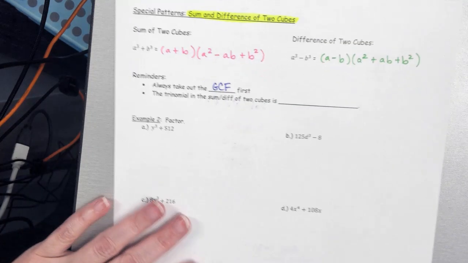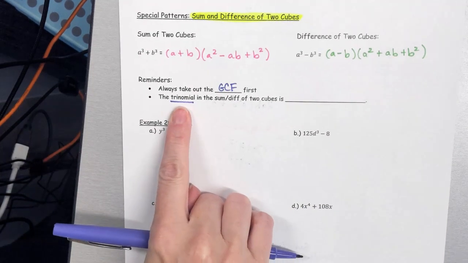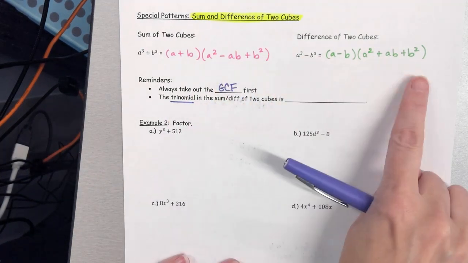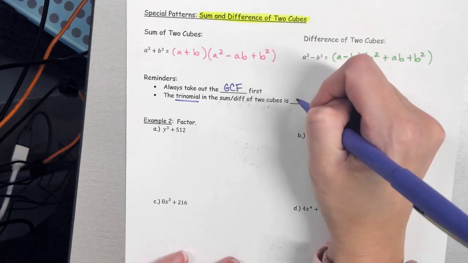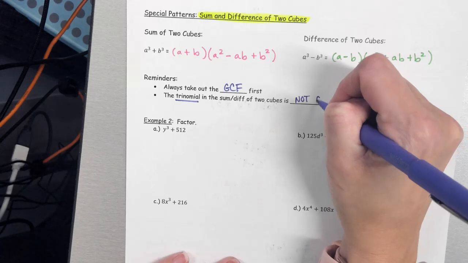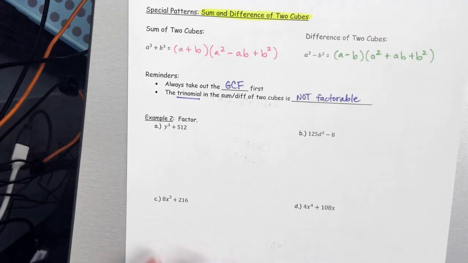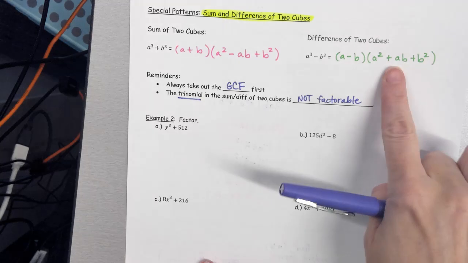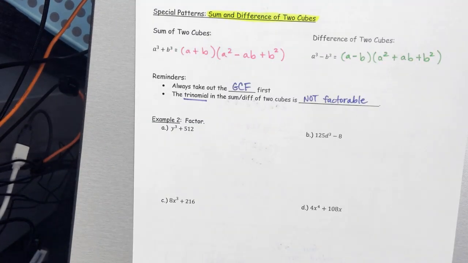What's nice about these patterns is the trinomial, here's your trinomial, here's your trinomial, that is not factorable. So you never have to try to break that down. It's a pattern, it's not going to be factorable. As long as you take the GCF out, there shouldn't be anything in common there, and you can't break it down.